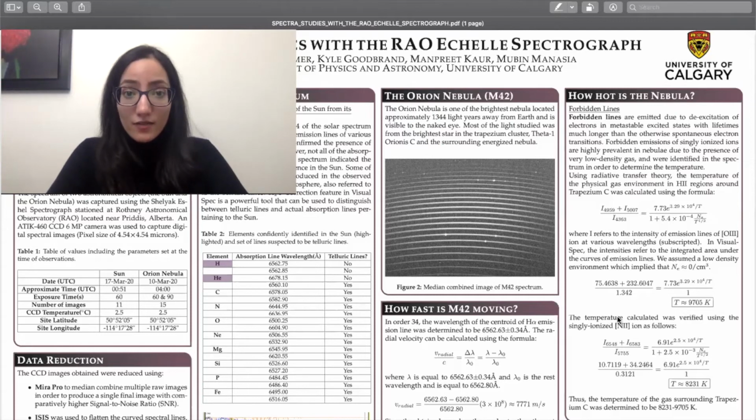These lines were identified in the spectrum of the Orion Nebula by determining their wavelengths given in the books by Donald Osterbrock and Kromer. The intensities of the corresponding wavelengths were then entered into a formula provided by the radiative transfer theory in order to calculate the temperature, which came out to be between 8231 and 9705 kelvins.